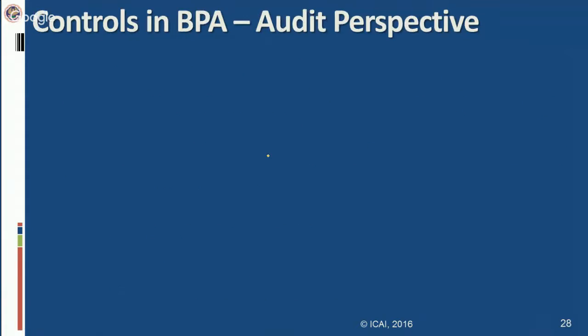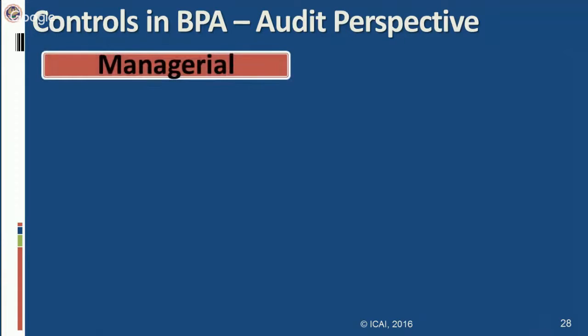Then come the controls in BPA. Herein I am discussing mainly the audit perspective, that is, from an auditor's perspective, what controls he or she should mainly be emphasizing upon. So this is divided into two categories. The first is the managerial. Generally, auditors cannot examine and evaluate all the data processing which is carried out within an organization. So they need to have certain guidelines according to which they will audit a particular organization's information system. Ultimately, auditors must evaluate the reliability of controls, so they need to understand the nature of those controls.